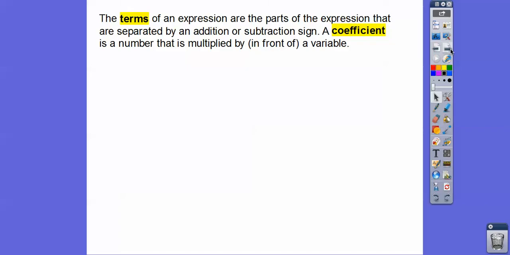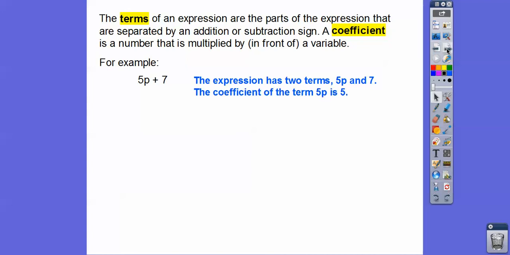Okay, so we'll have some examples here. The coefficient is a number that is multiplied or in front of the variables. And you're thinking, what does that mean? Well, here's an example right here. This expression has two terms because it's separated by this plus sign. Here's one term and here's two terms right here. And the number that's in front of your variable is called your coefficient right there. So the expression has two terms, 5p and 7p, and that coefficient is 5.